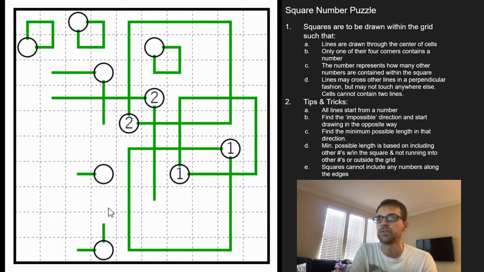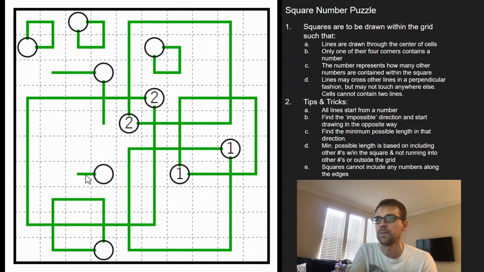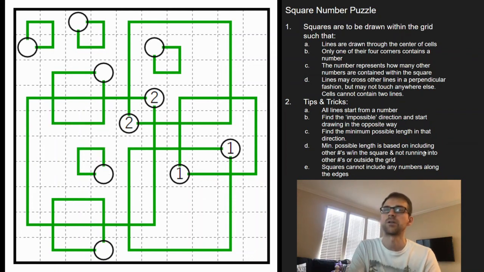We're going to have to extend it out 1. So if it goes down 1, it has to come over 1 more. And now we can close it. And then this can't run into that other one, so we go up like that. This can close, that can close, and there we go. So that's how you do a square numbers.